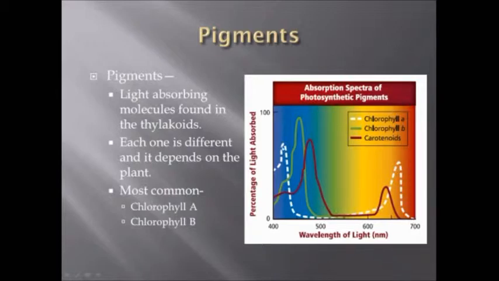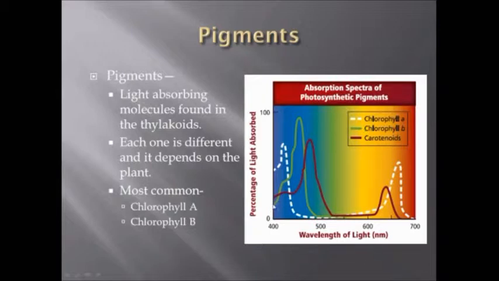So chlorophyll A is able to absorb both blue and orange and red, but it can't really do the yellows and the greens, which is why a lot of plants have a yellow and a green color to them, because chlorophyll A cannot absorb those particular colors. Now, the next one is chlorophyll B, which is the green one here.